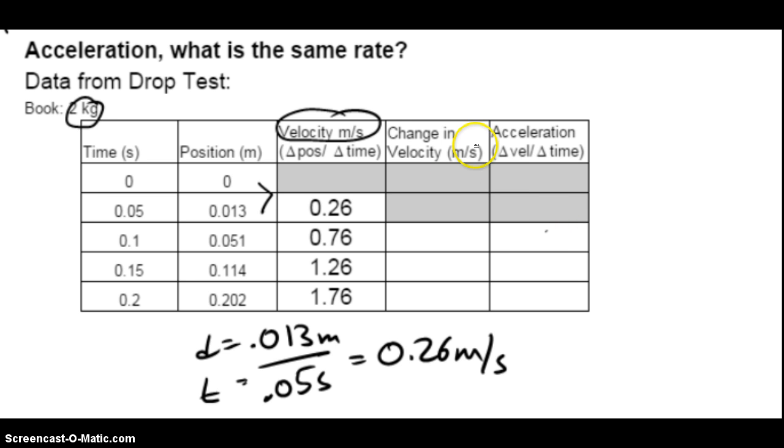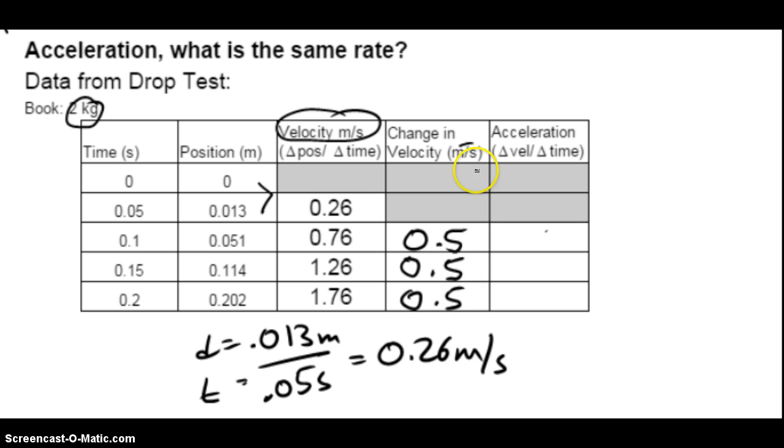Remember, acceleration is our change in velocity divided by a change in time. So let's go ahead and note this. Our velocity changed from 0.26 to 0.76, so our velocity changed 0.5. Our units are described here in meters per second. Again, from 0.76 to 1.26, 0.5 meters per second. And then 1.26 to 1.76, 0.5 meters per second.